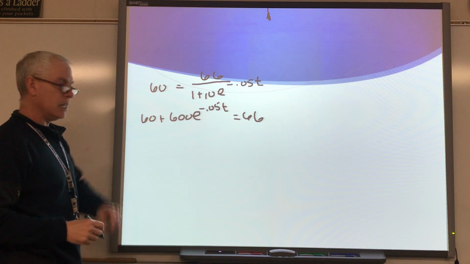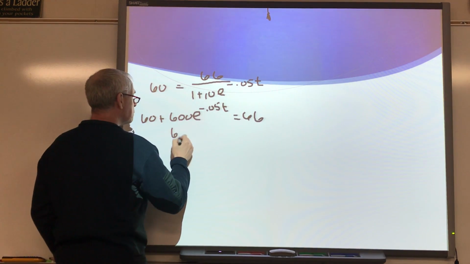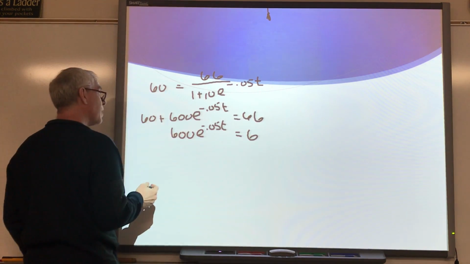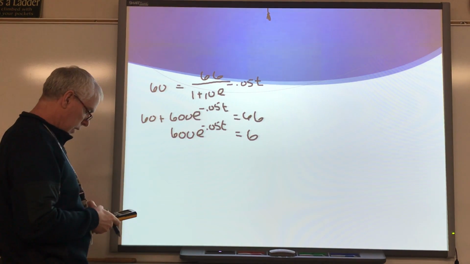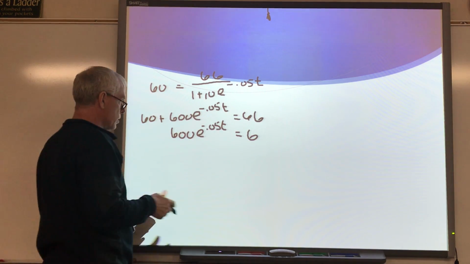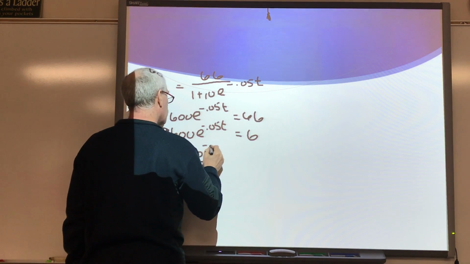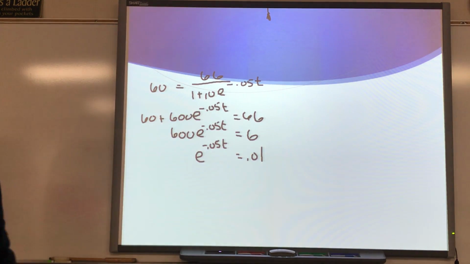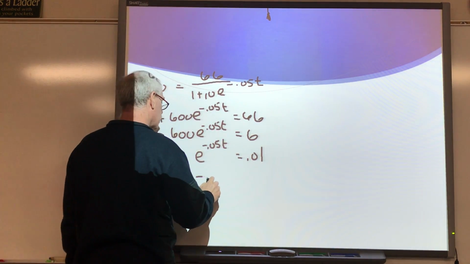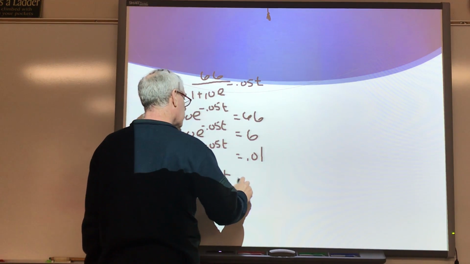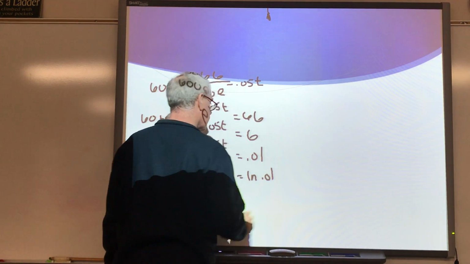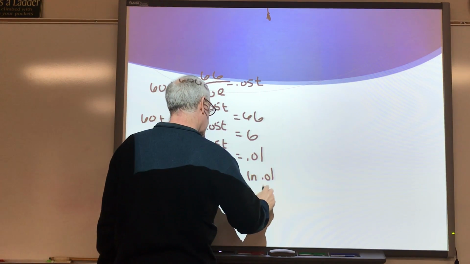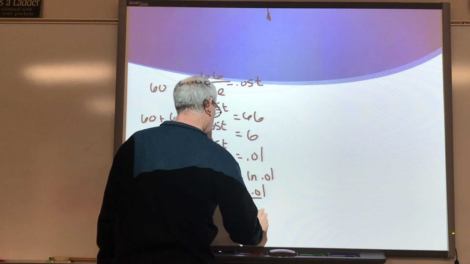I'm going to try to get this e all by itself. So I'm going to subtract 60. I'm going to divide by 600. So 6 divided by 600, that's not a very big number. 0.01, 1/100th. e to the negative 0.05 t equals 0.01. Now to get rid of an e, I can take the natural log of both sides. So this side I'm going to eliminate the e, and I'm going to get the ln of 0.01. Okay? And then I have to divide by this negative 0.05. So the ln of 0.01 over negative 0.05.